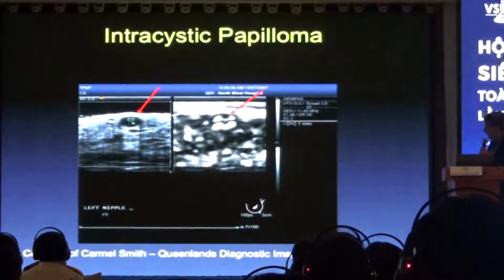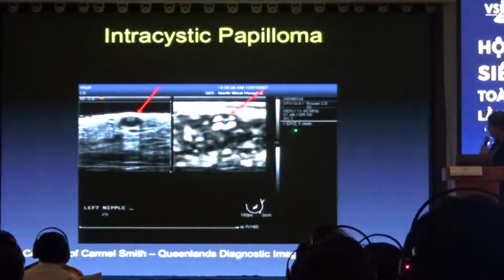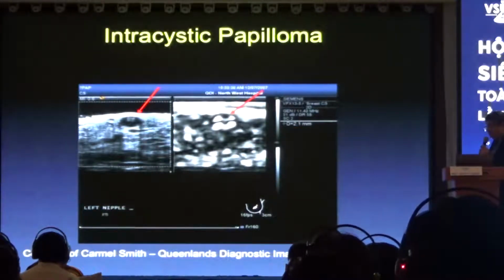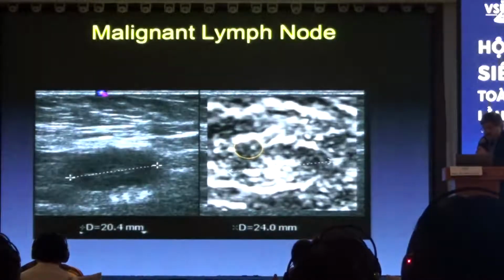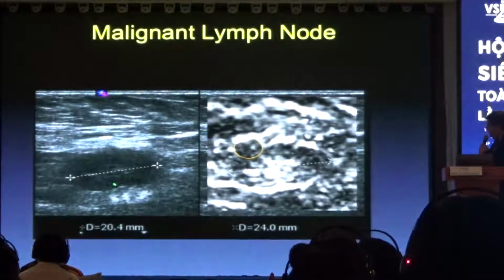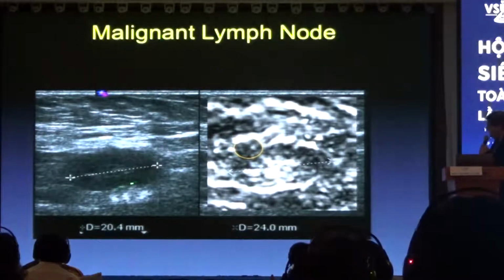I showed you this before. This is this little papilloma, and you can see it really was 2 millimeters. So you can do elastography on very small lesions and get very good results if you train yourself to be very well. Again, this is one of the first cases we did back in the 1990s.